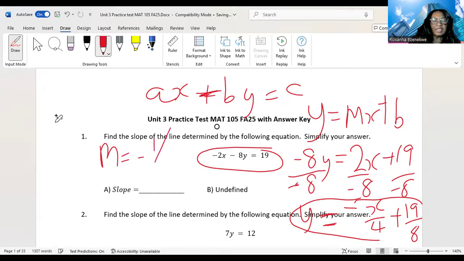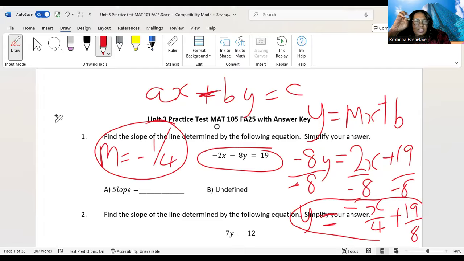This worksheet has answers, so you can check your answer when you're doing it. Remember that unit 3 contains chapter 3. Only one section is all we're missing. Okay, so that's it.